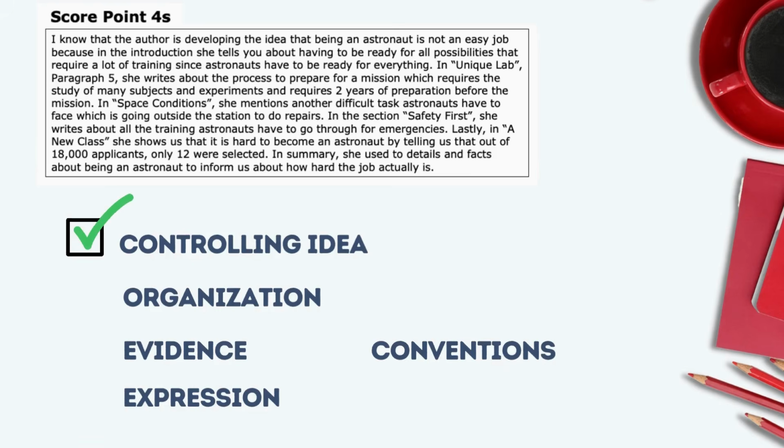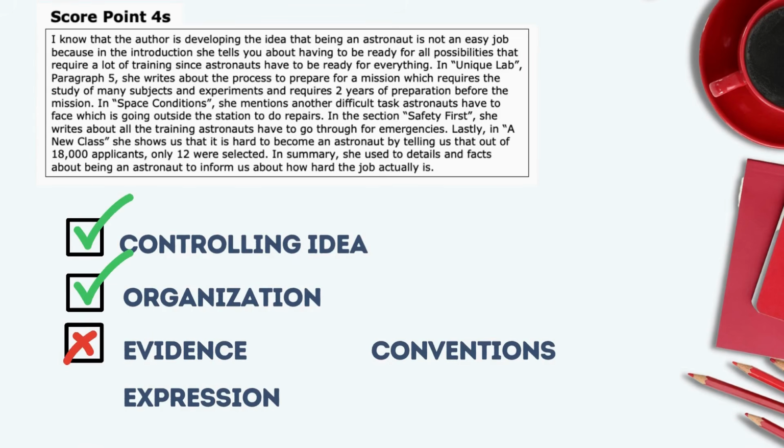So here you can strongly see there is a controlling idea on the prompt. There is a purposeful organizational structure with an introduction and conclusion. The organization is a little bit limited because it's short, but they do use some basic transition words, so that is helpful for them to get credit.